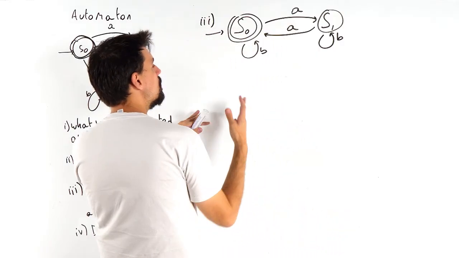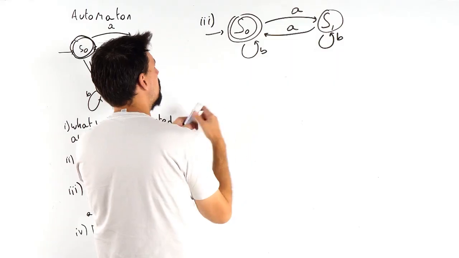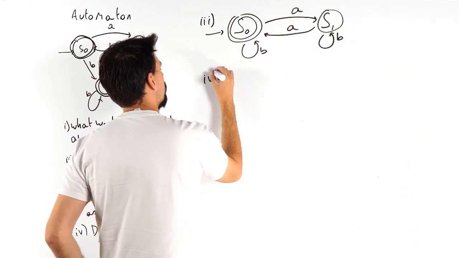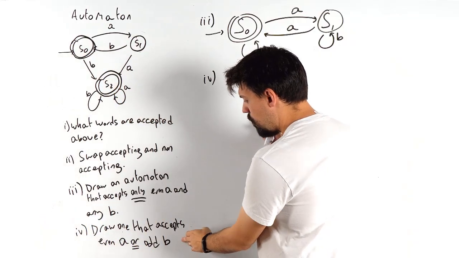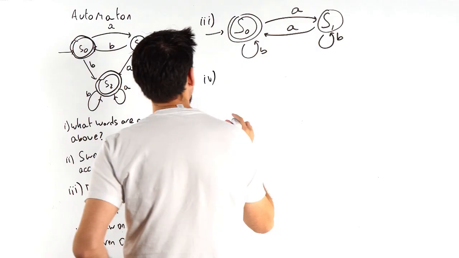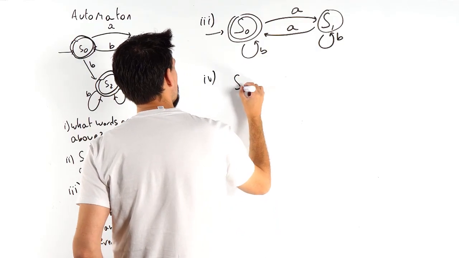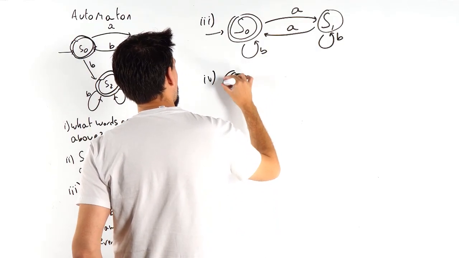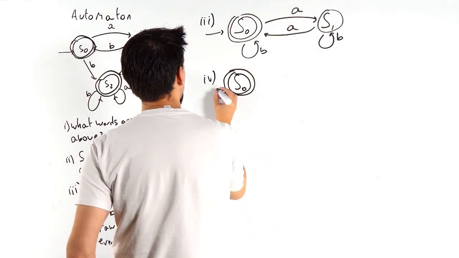Right, I can have any sequence I want. That comes down to here. Right. 4. Draw one that accepts even A's or odd B's. All right, so I need an even number of A's or odd B's. Okay. So let's find out.